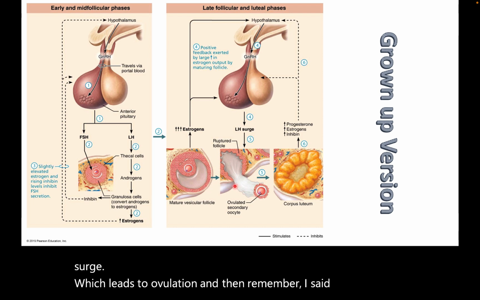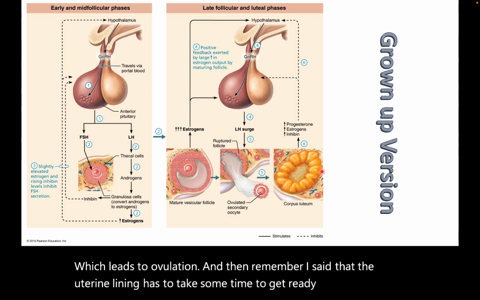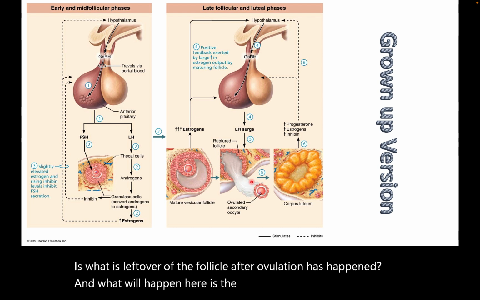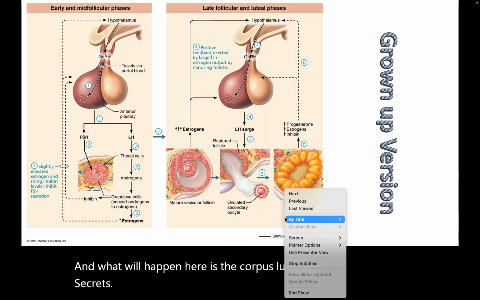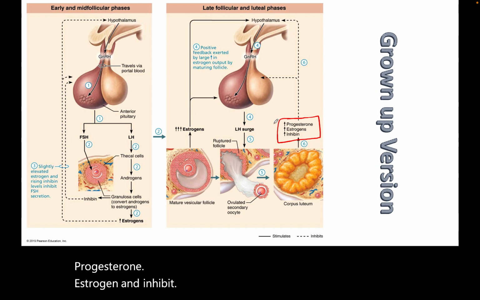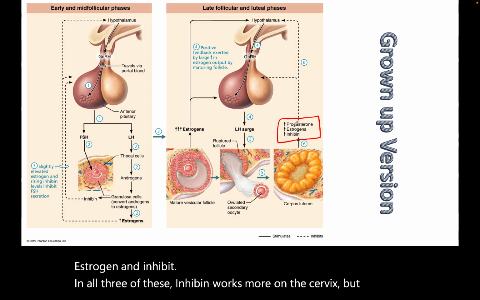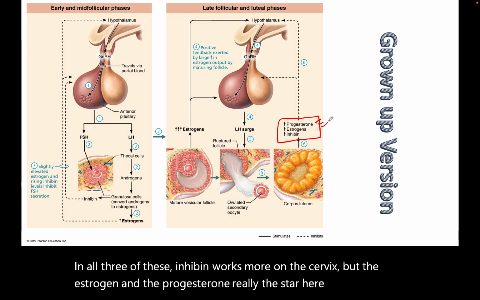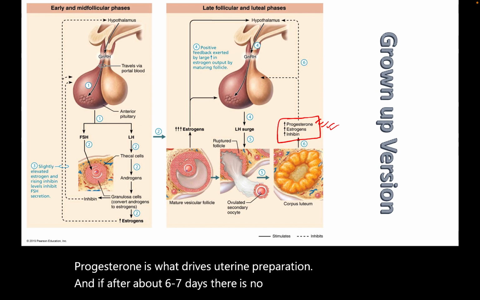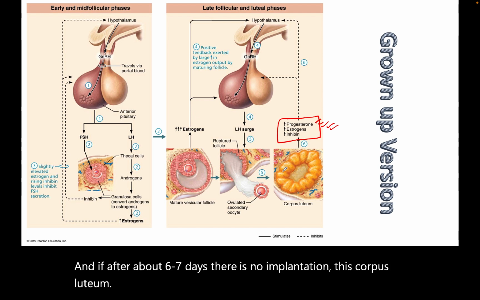Right? And then remember I said that the uterine lining has to take some time to get ready? Well, this corpus luteum is what is left over of the follicle after ovulation has happened. And what will happen here is the corpus luteum secretes progesterone, estrogen, and inhibin. And of all three of these, inhibin works more on the cervix, but the estrogen and the progesterone, really, the star here is progesterone. Progesterone is what drives uterine preparation. And if after about 6-7 days there is no implantation, this corpus luteum disintegrates and becomes what we call a corpus albicans.